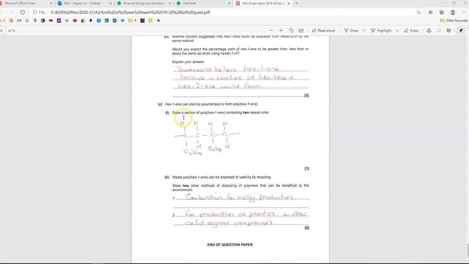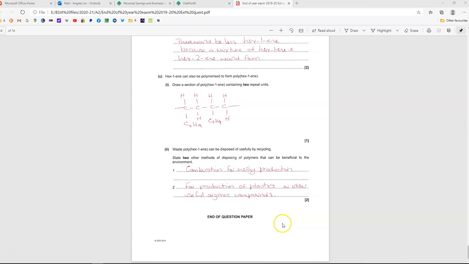Okay, polymerization. This confused some of you. Draw a section of polyhexagonine containing 2 repeat units. So basically you're joining 2 hexene molecules together. Now you could have drawn out all the carbons. All it is is a chain of carbons, but you've shown 2 repeat units by adding the C4H9 here. That's representing all the other carbons. It's just a long chain. So you should have had 12 carbons with all the hydrogens. That's all you needed to do. But some of you did seem to get confused with that.